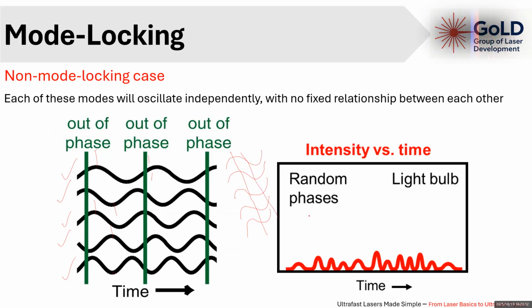But in this main figure, it shows that these different waves, being different modes, are out of phase of each other. And what we get at the output is, you don't see any kind of peak. It's a random signal, like it happens in the case of a light bulb. Random phases, scattered light.